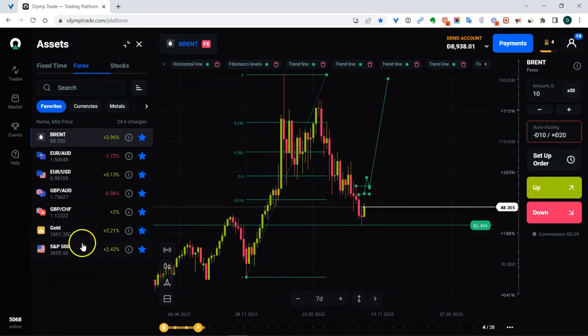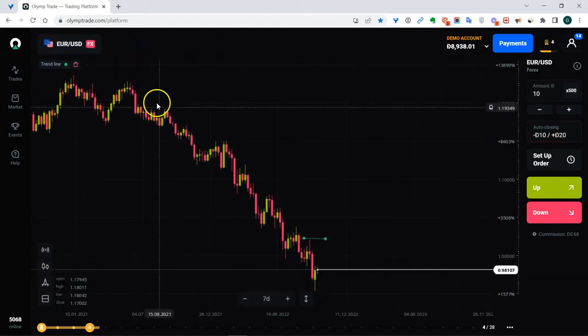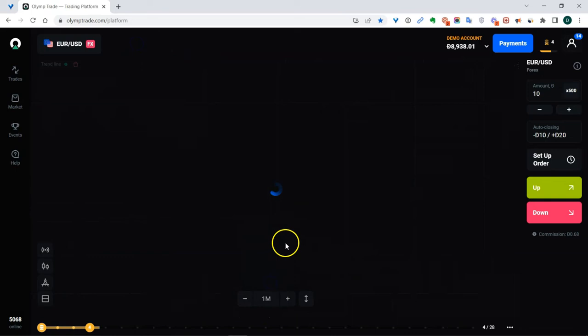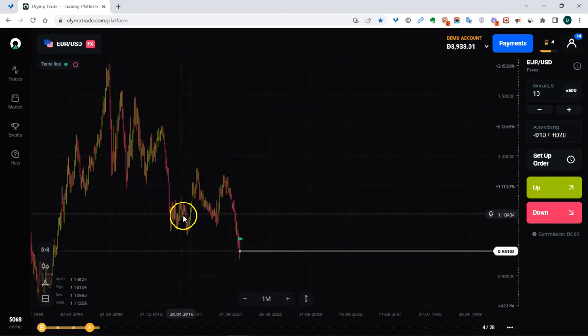Next, let me go to the Forex pairs. So let me start with the majors. We've got Euro as a major pair here, the biggest one of all. So I'm going to zoom out.